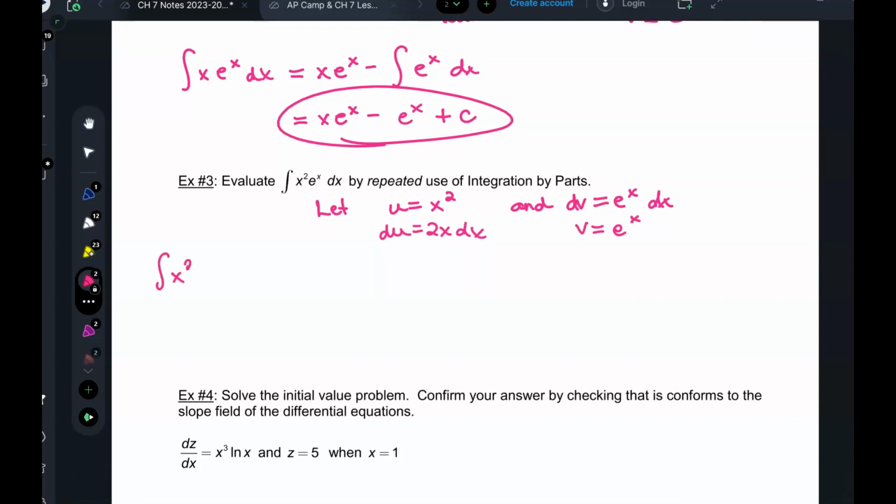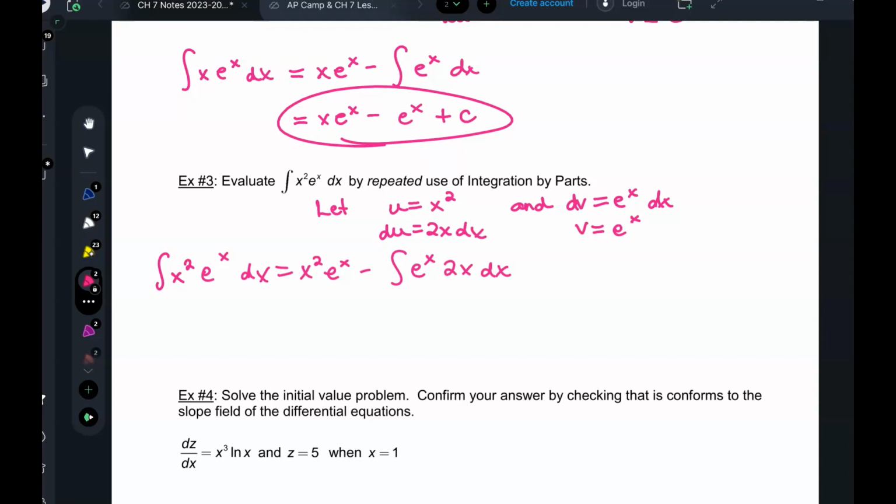So, what do we have so far? Not just 2, this should be twice. So it's uv, so x squared e to the x, minus the integral of v du. But I have this situation here. Now that 2, I probably would just put in front of the integral.